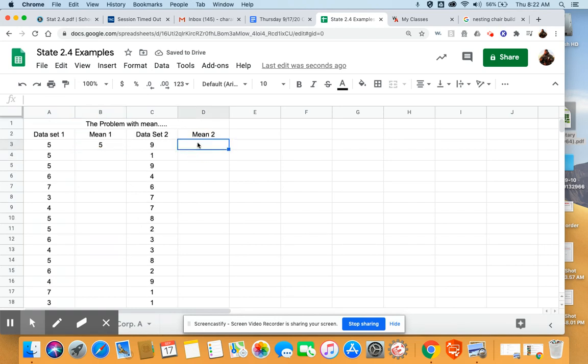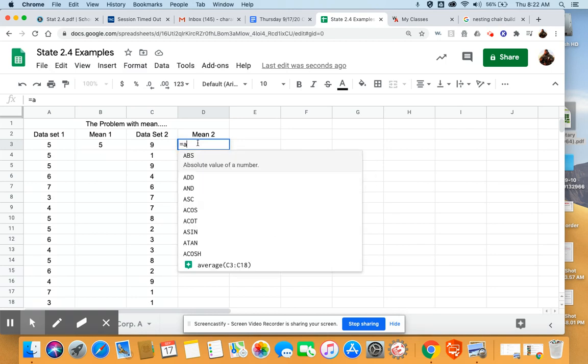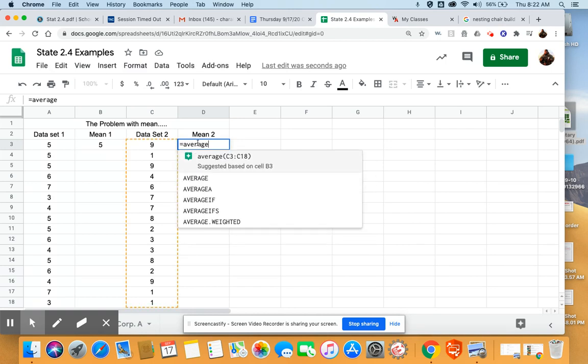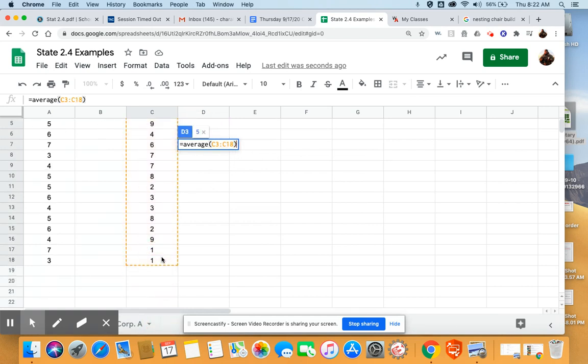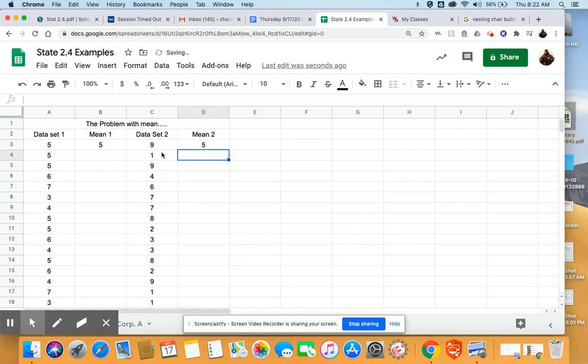This data set over here we'll do the same thing. Data set 2 equals average, like that data set. We see that both of these data sets have an average of 5. Now, if we look at this one, 5, 5, 5, 6, 7, 3, 4, 5, 5, 6. We look at this one, 9, 1, 9, 4, 6, 7, 7, 8, 2, 3. These are two very different data sets.